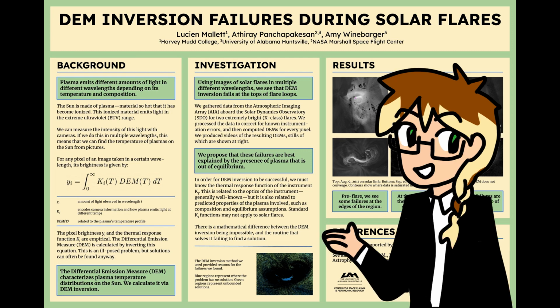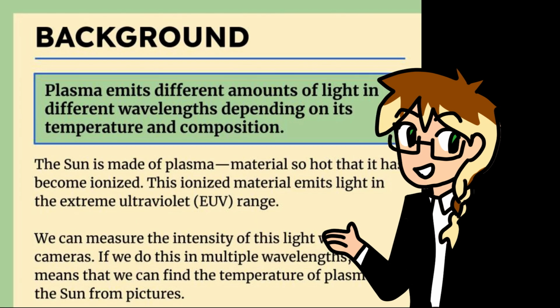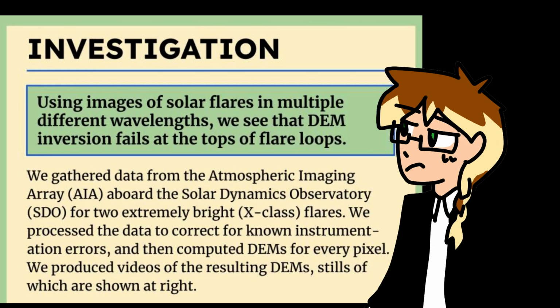So if you've ever heard of something being referred to as red hot or white hot before, this is a lot like that. The color of an object is based on how hot it is and not just what it's made of. So what we can do is take pictures of the sun with cameras that are designed to only see one color or wavelength of light. Then we take those pictures, we do some math on them called DEM inversion, that's where the title of this project comes from, and we can find out how hot the sun is. Yay! Well, usually. In most places, we can find out how hot the sun is.